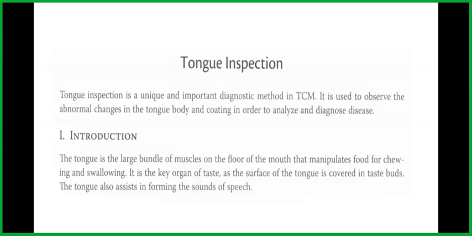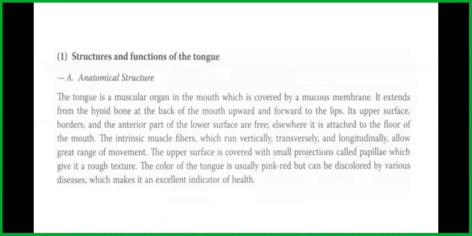The tongue is a large bundle of muscles on the floor of the mouth that manipulates food for chewing and swallowing. It is a key organ of taste, and as the surface of the tongue is covered in taste buds, the tongue also assists in forming the sounds of speech. The structures and the functions of the tongue and its anatomical structure.